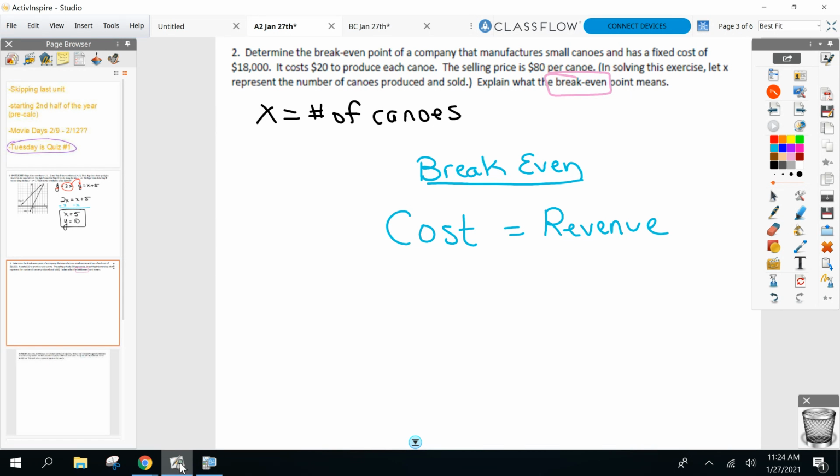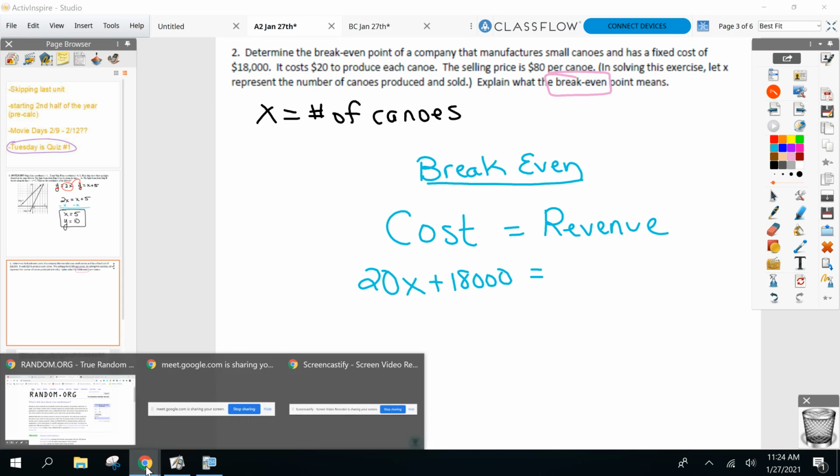All right, Ella, talk to me. Cost of making a canoe. It costs $20 to produce it. Okay, so what I'm going to do is 20 times X, which is the number of canoes. But Ella, don't I also have a cost associated with no matter how many canoes I sell or make? Yeah. What's that? 18,000. That's got to go as part of my cost as well, everybody. $20 a canoe plus the 18,000 I still got to pay regardless of how many canoes I make and sell. So there's the cost: 20 a canoe plus the fixed cost.